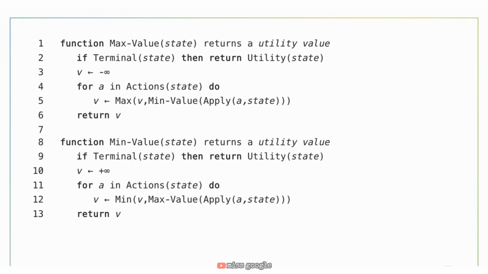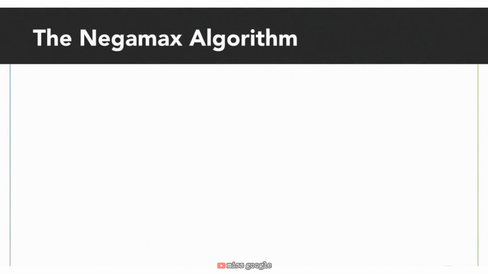So if you are an experienced programmer, you might be thinking that there must be a way to summarize these two functions into a single function. Well, there is. It's called the negamax algorithm. As the name hints, it consists of alternating or negating the sign of a parameter between function calls. Thus, negamax is short for negated minimax.